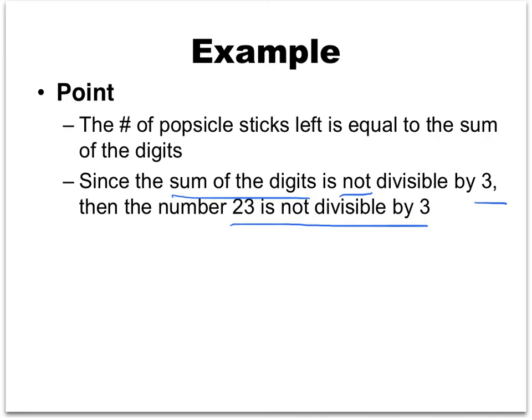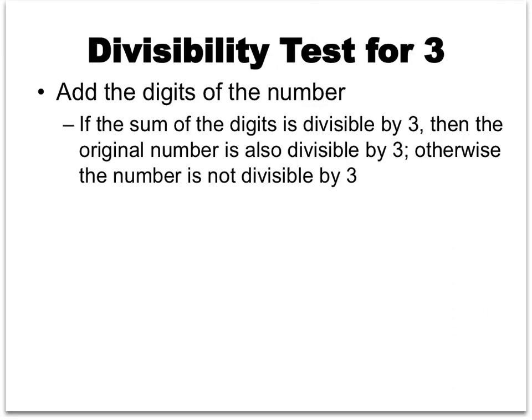And so here all that mattered was the sum of the digits. And so this leads to our divisibility test for 3, which says that we add the digits of the number. If the sum of the digits is divisible by 3, then the original number is also divisible by 3. Otherwise, the number is not divisible by 3.